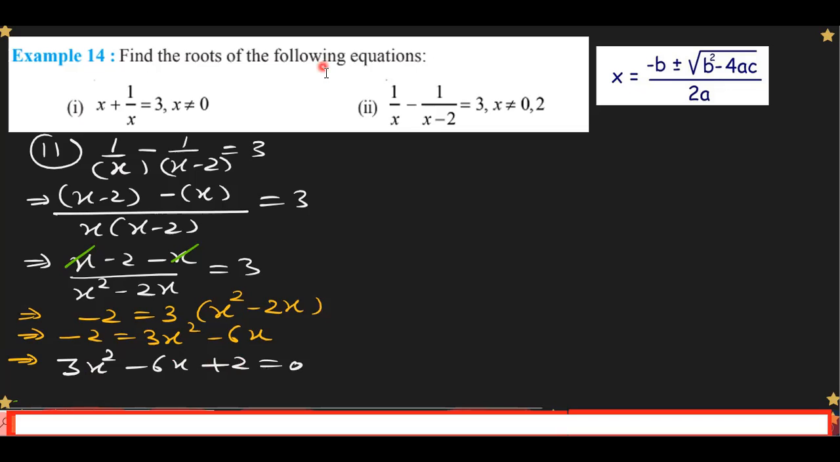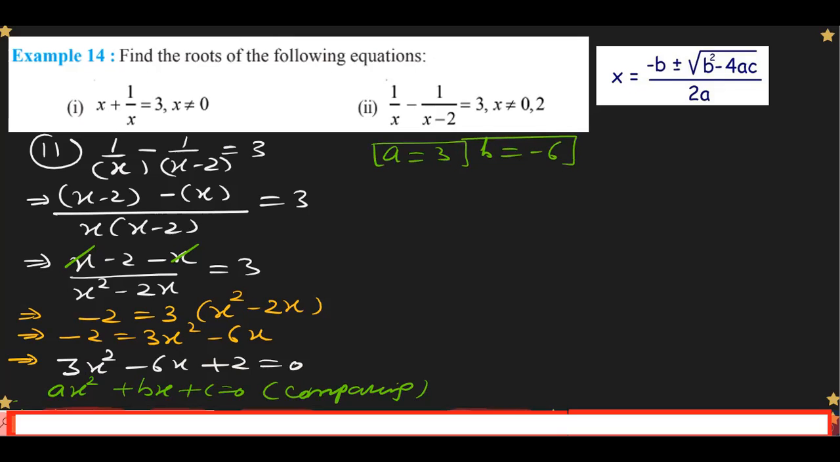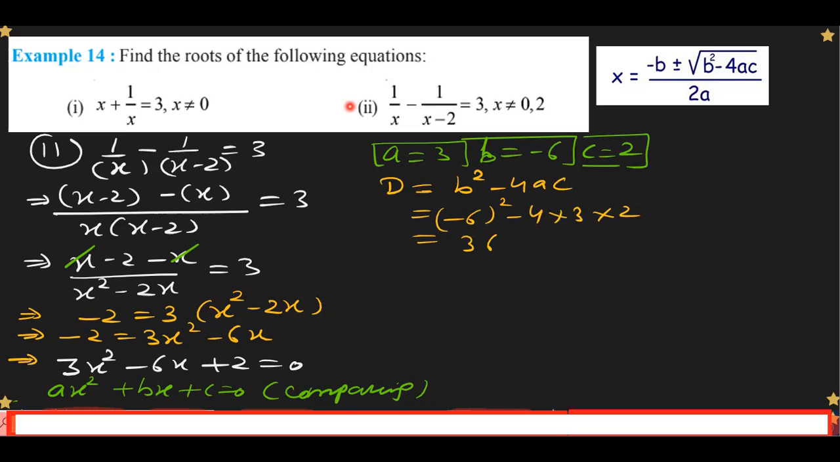ये quadratic equation है. And now what we have to do? Compare with ax square plus bx plus c. We have a is equal to 3, b is equal to minus 6, and c is equal to 2. Nature of roots का हम determine करेंगे. So now discriminant is b square minus 4ac, minus 6 whole square minus 4 into 3 into 2, that is 36 minus 24, that is 12, and which is greater than 0.